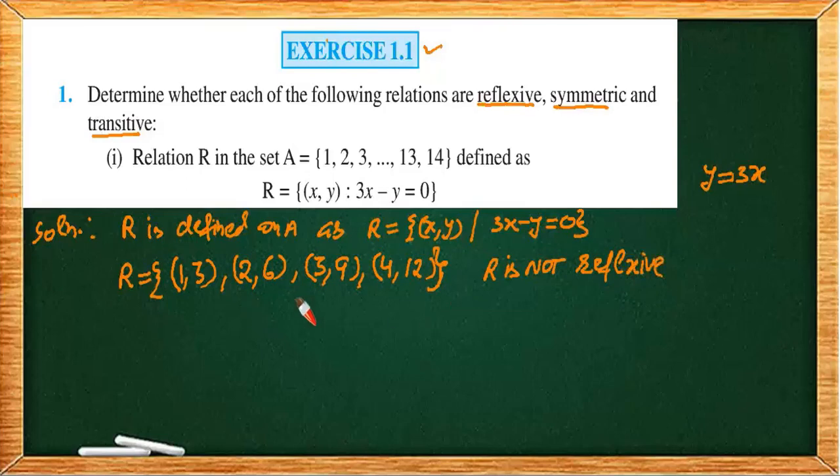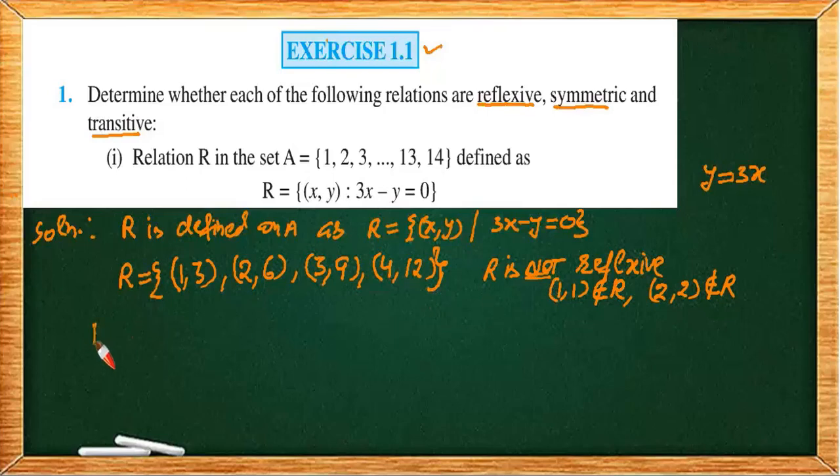As (1, 1) is not in R. 1 is not related to 1. Similarly, (2, 2) doesn't belong to R. So one element is enough for a contradiction. So you see (1, 1), (2, 2), (3, 3), (4, 4), (5, 5), (6, 6), (7, 7) and so on, they are not there. So elements of A are not related to themselves. So R is not reflexive. Clear?